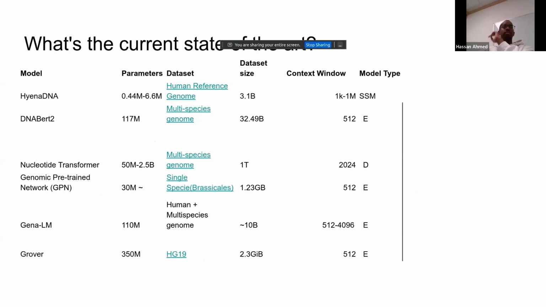So what's the current state of the art? You've got Hyena, you've got DNABERT, you've got Nucleotide Transformer, Genomic Pre-trained Networks, so the GPN, you've got GeneLM, you've got Grover, and I think there's been a few since, so I've not updated the slide, but there's been two. There's Evo, and there was another one that came out, I forgot the name. Most of them are transformer models, except Evo, which is an SSM transformer hybrid.